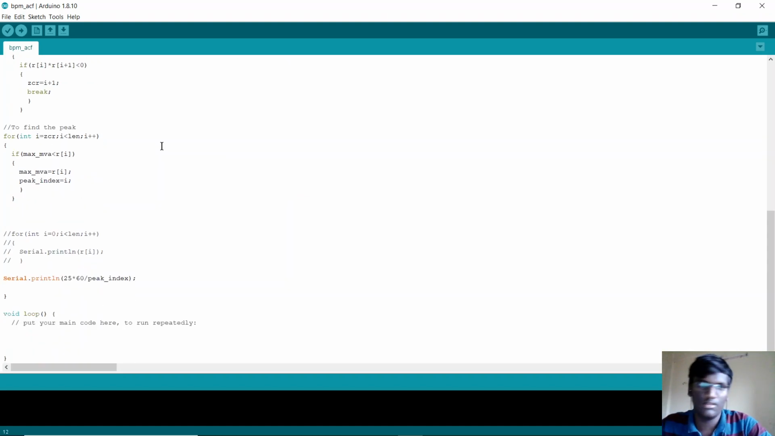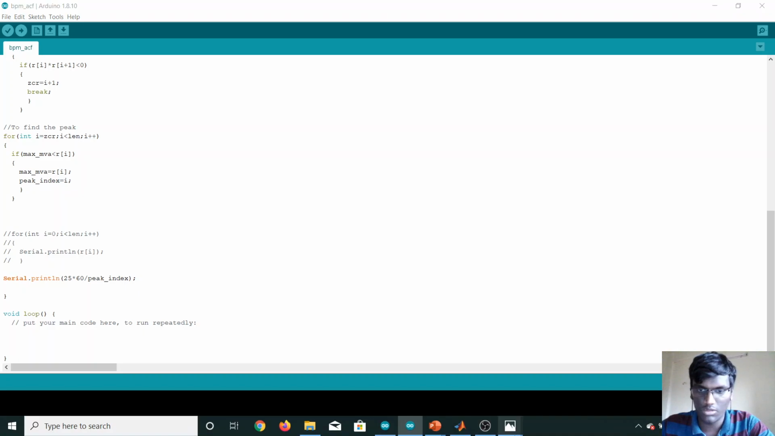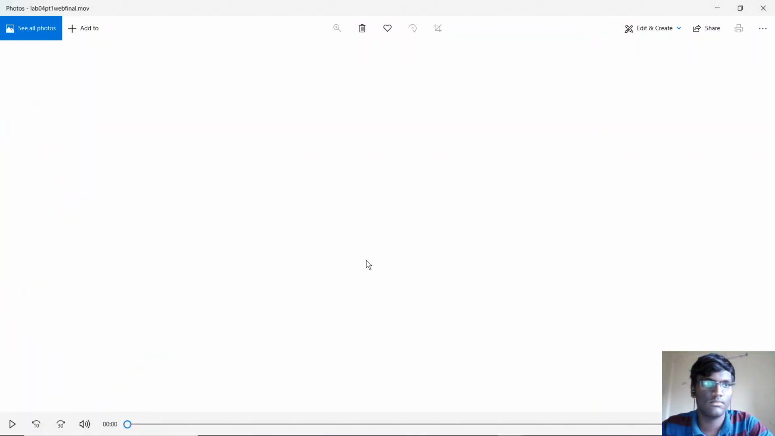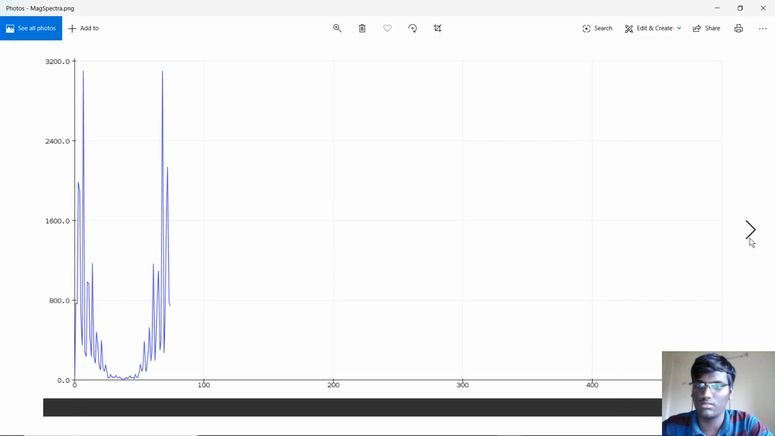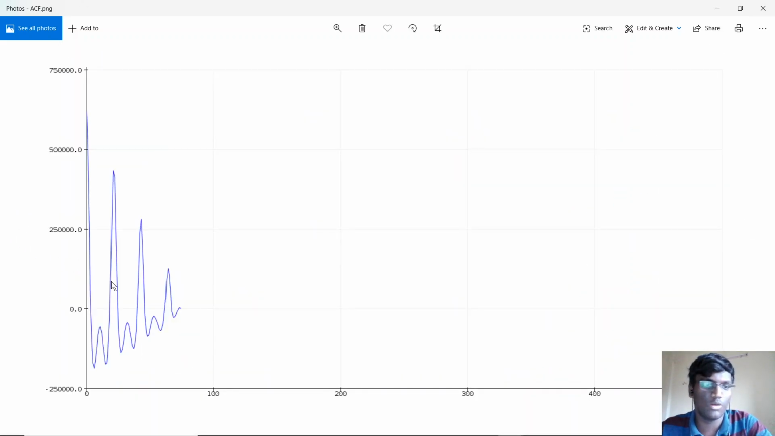We find the time period, and then Fs into 60 divided by the peak index gives us the beats per minute. So from this we get the value to be 71.43. The beats per minute from the autocorrelation function method is 71.43. And let's take a look at the plots. So this is the plot for the autocorrelation function in the Arduino coding from the Arduino IDE.